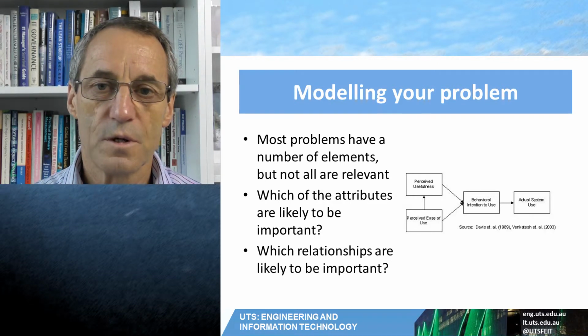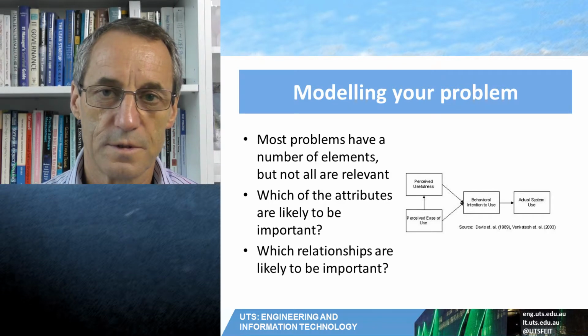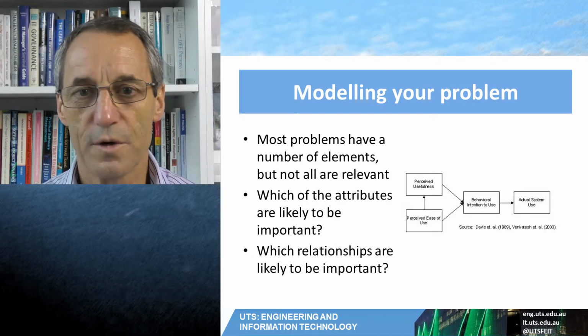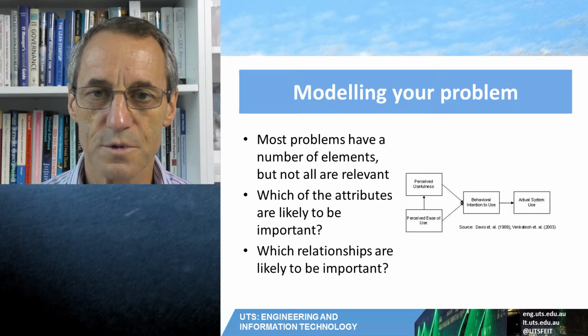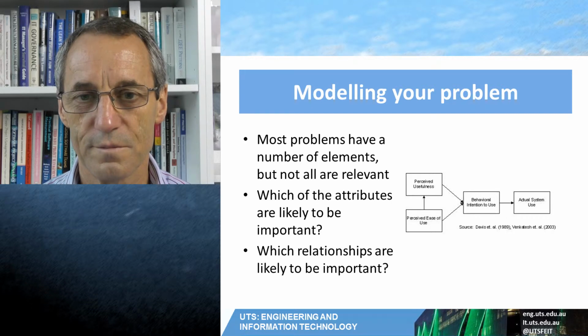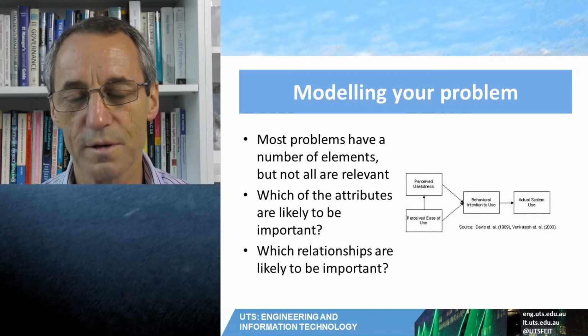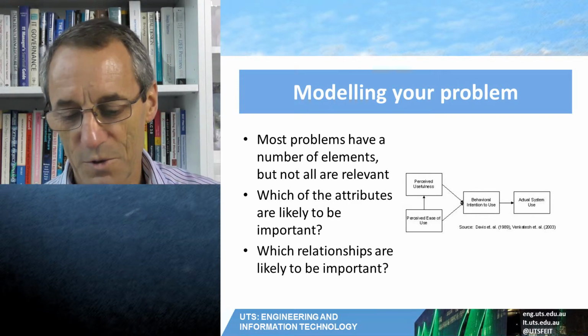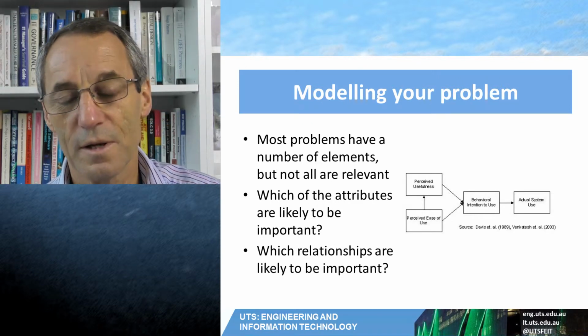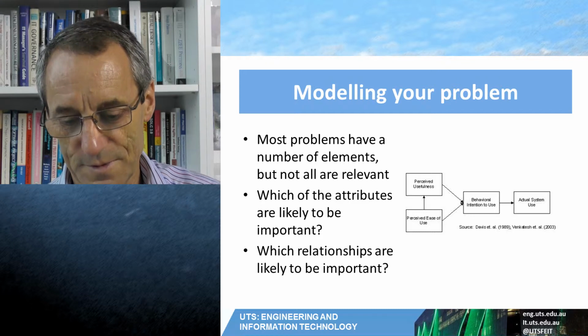Now, of those elements, what are their attributes? Are they an element of size? So you measure it on size, or the element of social construct? You measure it by some sort of a social estimation, psychological scale, or something like that. What are the attributes? And what are the relationships among them that are likely to be important?